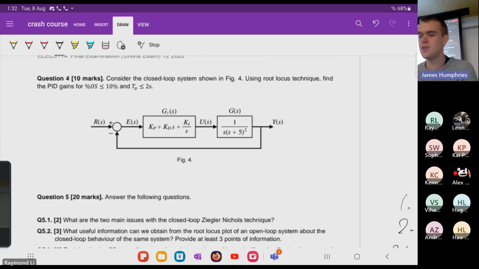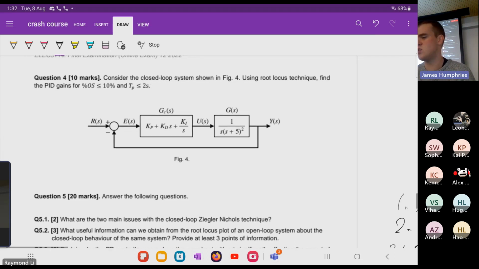Okay, so is there any other questions in there that I missed? Please let me know if I missed anything. Alright, so we have this one here. Consider the closed loop system shown in figure 4. Using the root locus technique, find the PID gains. And the reason why I skipped it is because this is a long question.